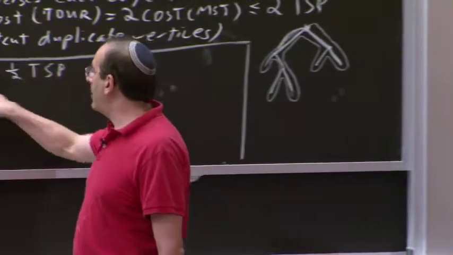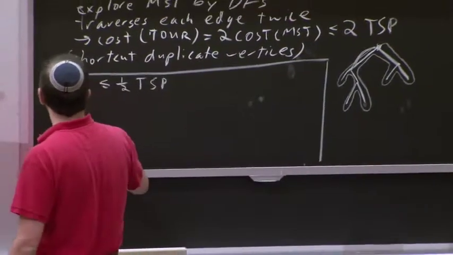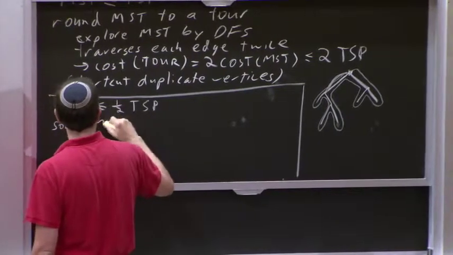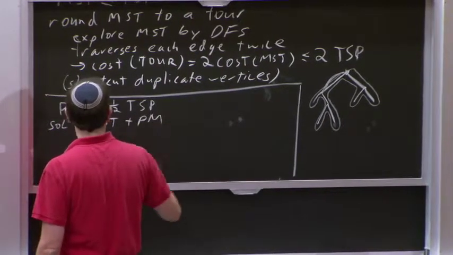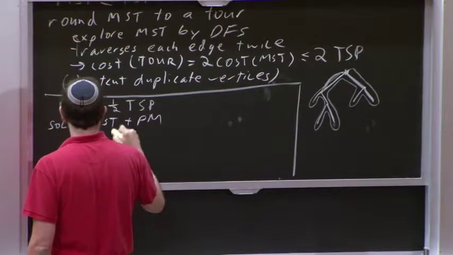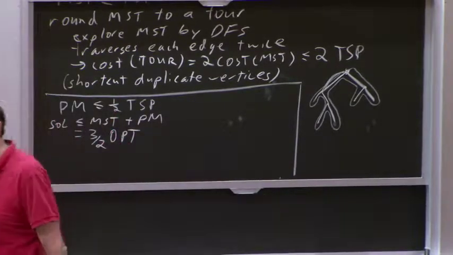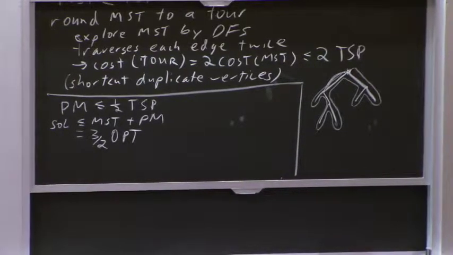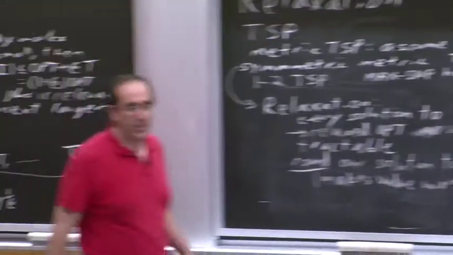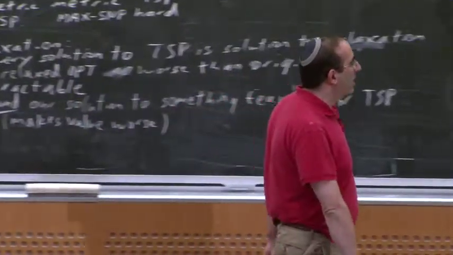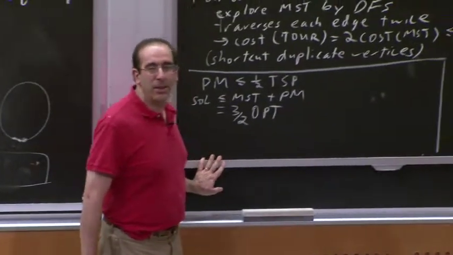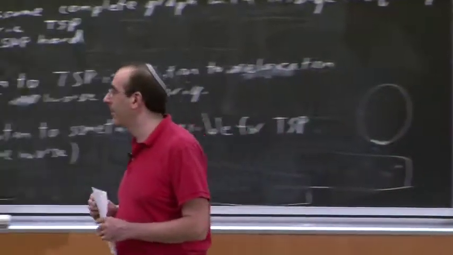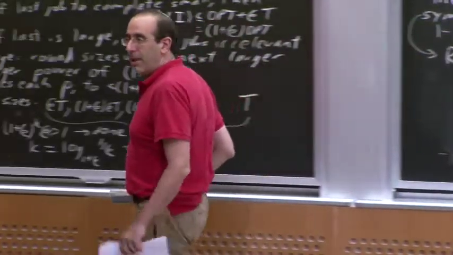So I find this perfect matching. Its cost is less than half of the TSP. So my solution costs less than the minimum spanning tree plus the perfect matching, which is equal to 3/2 of opt. So finally, an approximation ratio that isn't 2. Right? You can approximate TSP to within a factor of 3/2. Any questions about that?